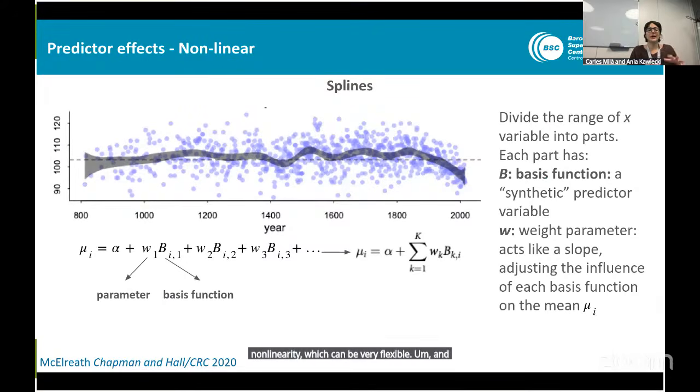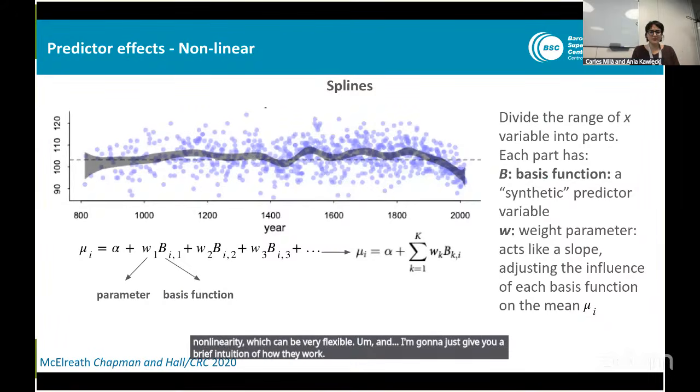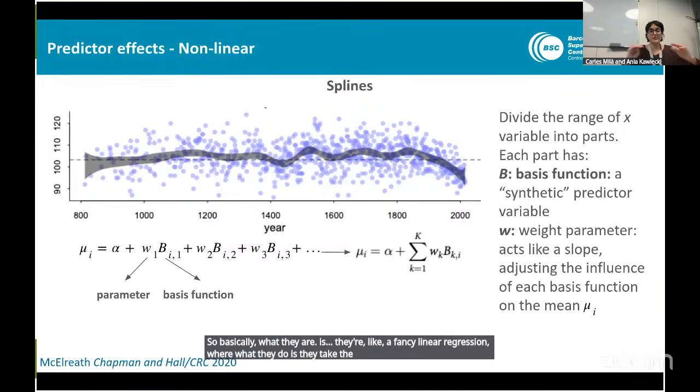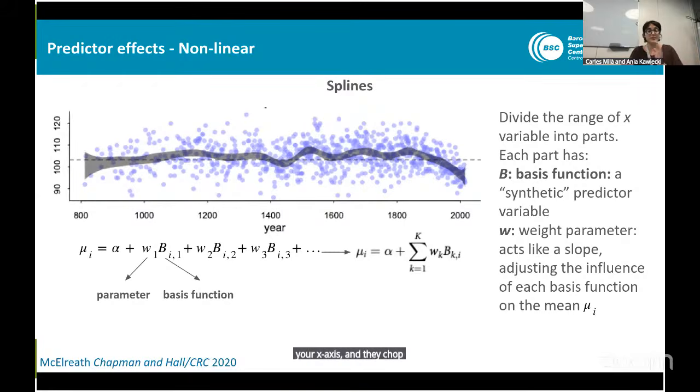I'm going to just give you a brief intuition of how they work. Basically, they're like a fancy linear regression where they take the predictor, so in this case your x-axis, and chop it up into little pieces or chunks.